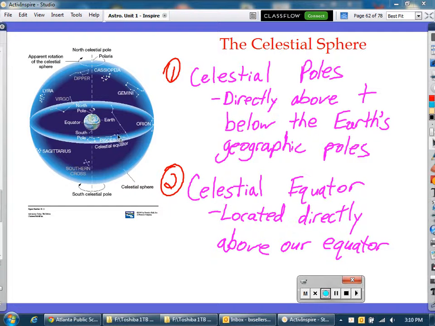The celestial poles and the equator are very simple. It's where the north and south pole are on the planet currently, and it's just projected onto this sphere. So there's the north celestial pole, south celestial pole, and the celestial equator is the Earth's equator just projected out into space and goes all the way around the sphere.